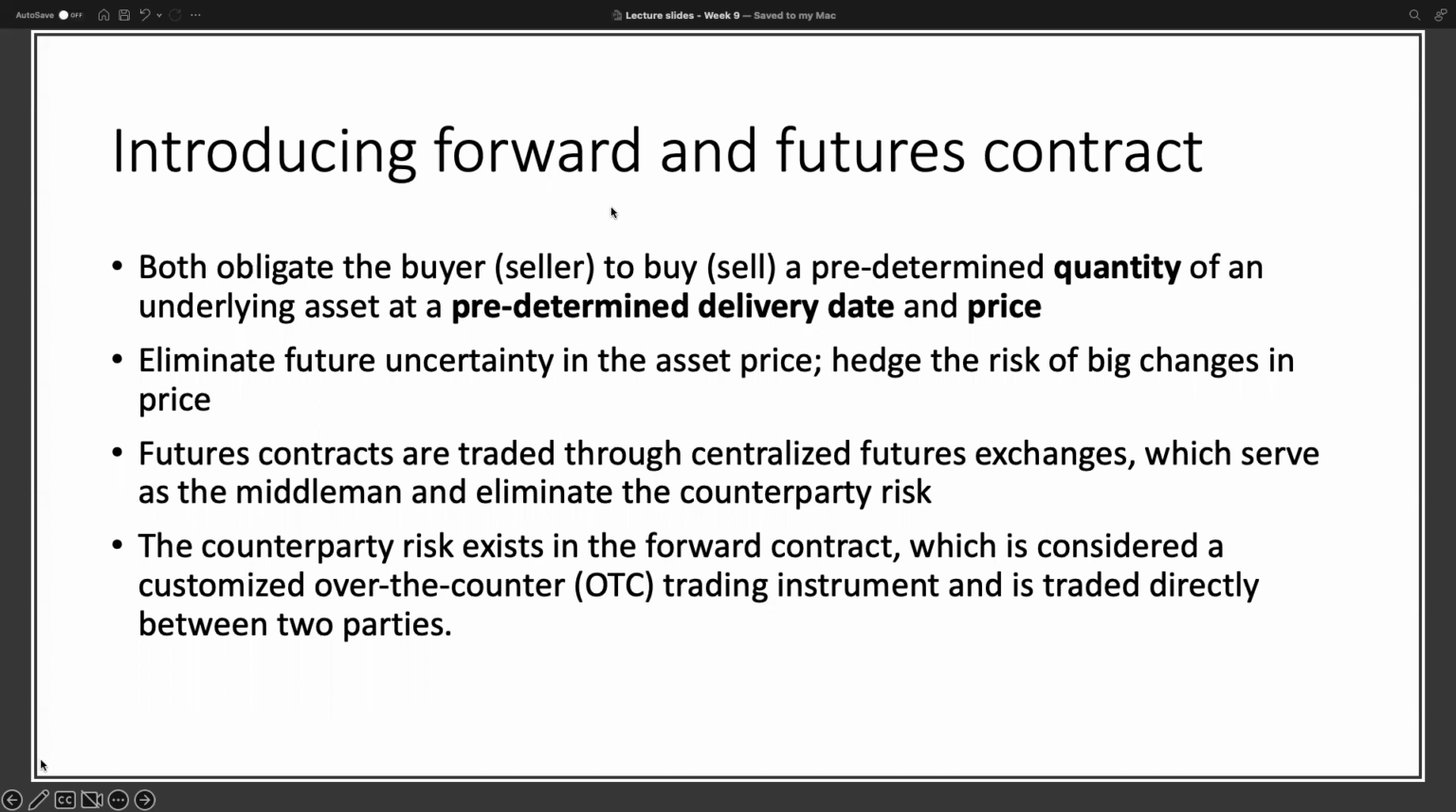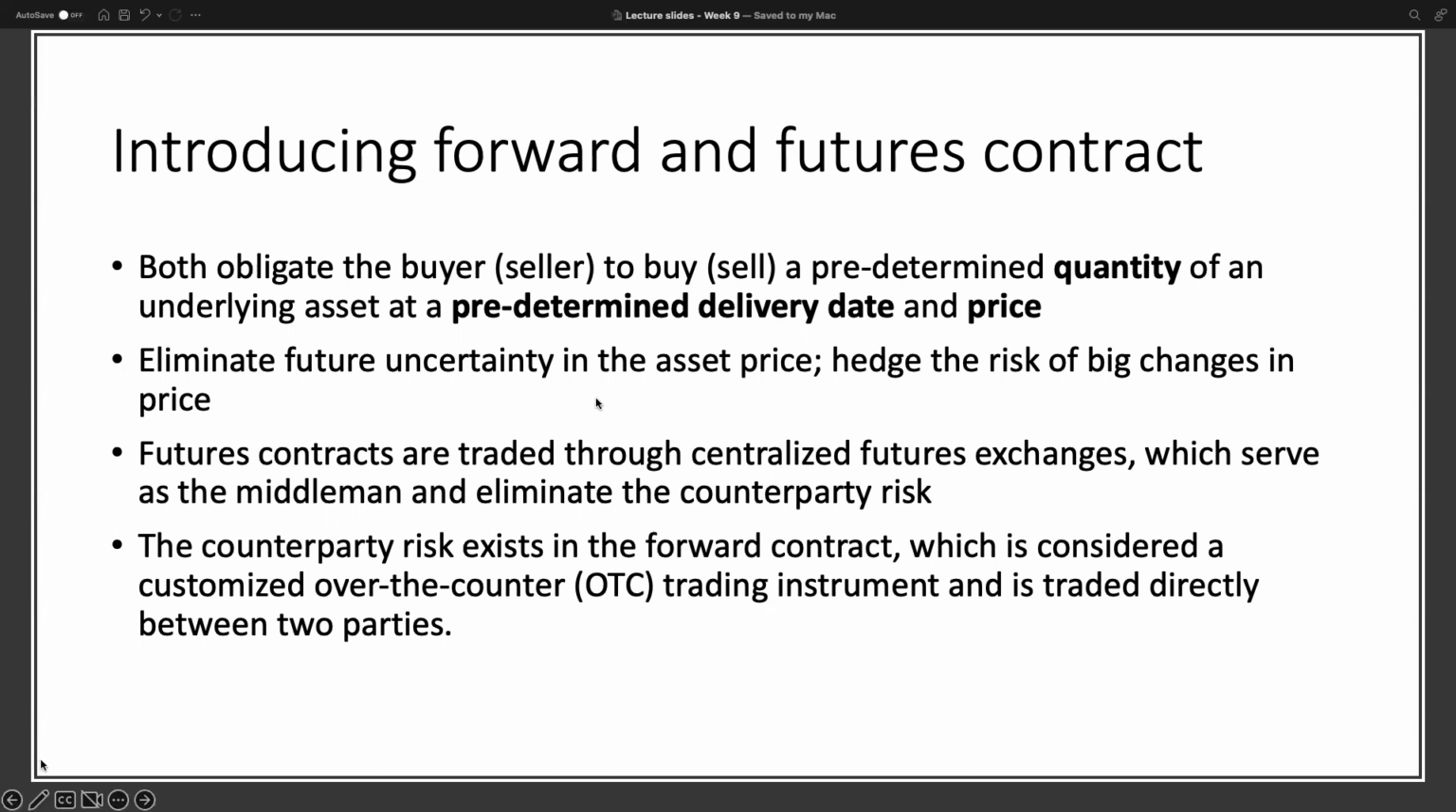Both forward and futures contracts are derivative products, meaning they are derived from some underlying products, which is also called the underlying. They obligate the buyer to buy a predetermined quantity of an underlying asset at predetermined delivery dates and price. So quantity gives us the order size, and we can control the delivery dates or transaction dates and the price of the transaction. That's the flexibility we have.